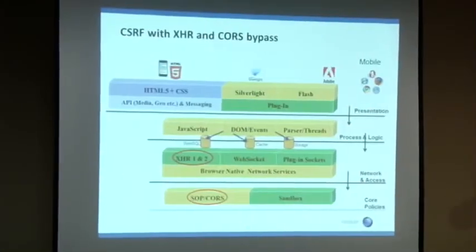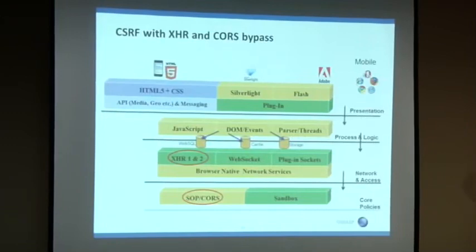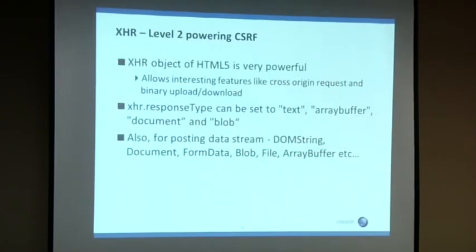Now, with XHR level 2, all these things pretty much become very easy. We'll see why. Now we have XHR level 2, and we are attacking CORS or SOP. The XHR level 2 call is very powerful. The XHR object is very powerful. XHR is no longer text only. You can pretty much send text, array buffer, document, blob, binary, and so on. So the first thing is that using XHR, you can now pretty much send any data across the sockets. That's number one.